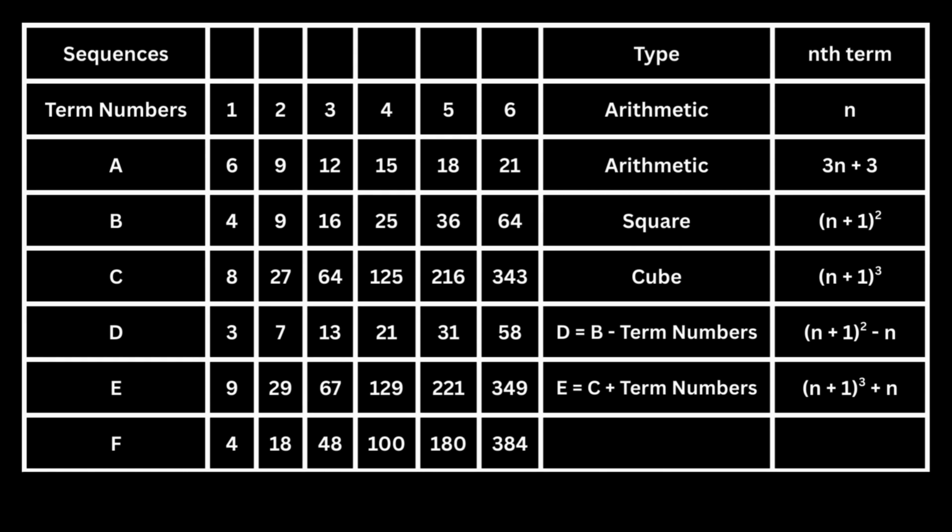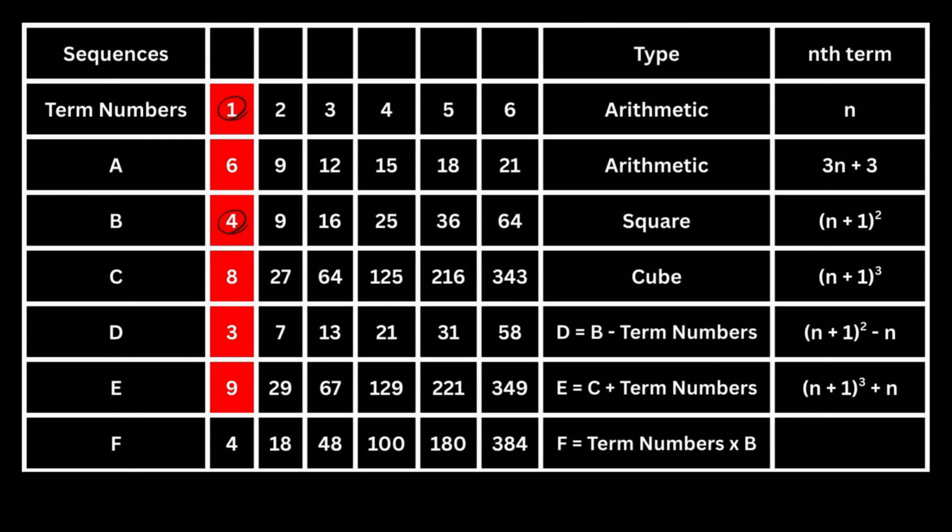Now, look here. The next sequence is 4, 18, 48, 100, 180, 384. As they are not arithmetic, square, cube, or triangle numbers, again we look for a pattern in the vertical column. Clearly, multiplication is happening here. Our first term is 4. In the column above, we can figure it out. That is the outcome of 1 multiplied by 4. So we can say that the term sequence is multiplied with sequence B. Let's check the other terms of this sequence.